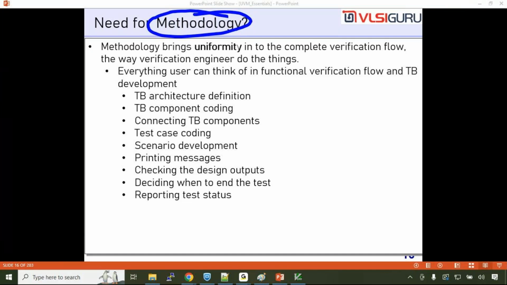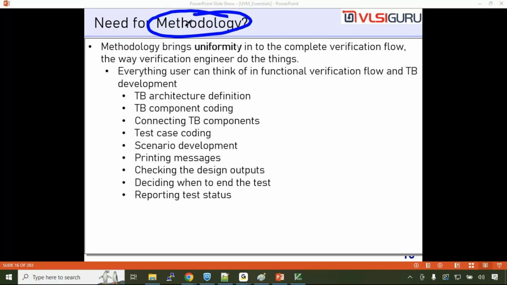You don't have to think a lot about it. When you read through the UVM user guide, it will tell you how to do each of them. Because of that, everyone is in the same understanding. If one person knows how to connect two components, the other person also knows this is how he will connect. That is the advantage of methodology.